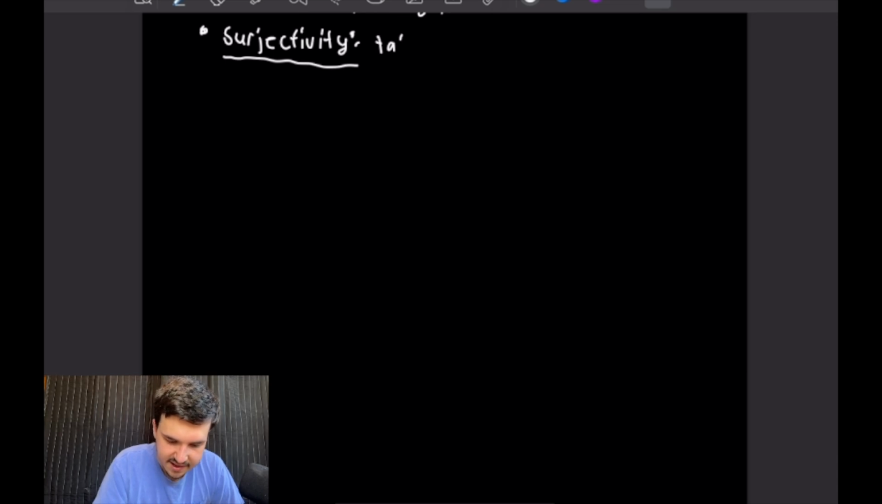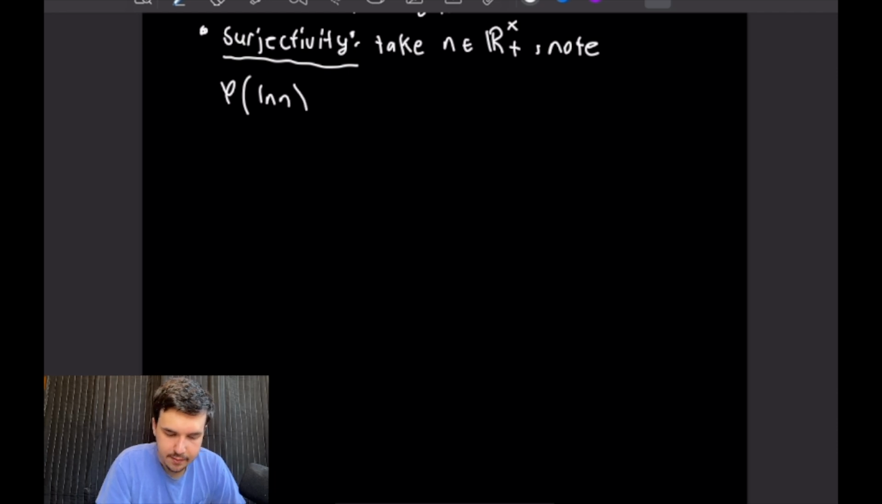Great, so I'll go ahead and write that. Let's take some element, let's just call it n, from our codomain, and I want to show that we can map to that element n. Well, I want you to note the following: if we apply phi to the natural log of n, we will get n. So phi of the natural log of n is simply equal to e to the power of the natural log of n, but that is just equal to n.